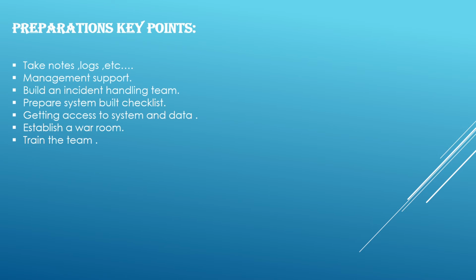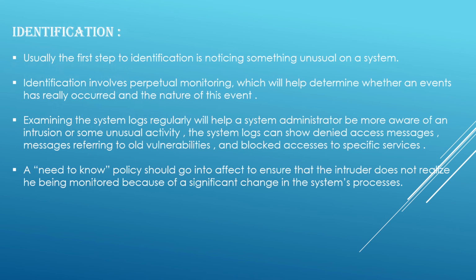These are some things to handle when incident handling occurs. Preparation key points: take notes and log, management support, building an incident handling team, a system building checklist, getting access to systems and data, establishing a war room, and training the team. Identification is the second step of incident handling.